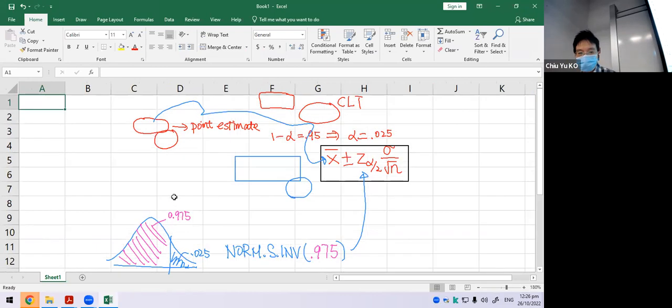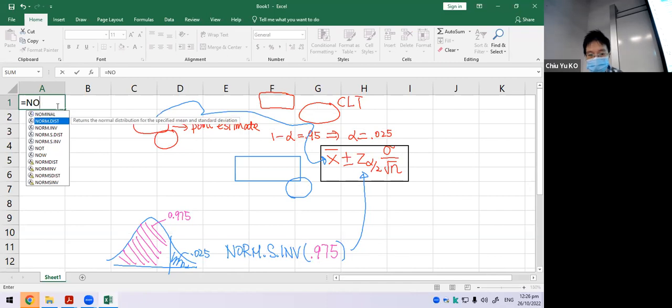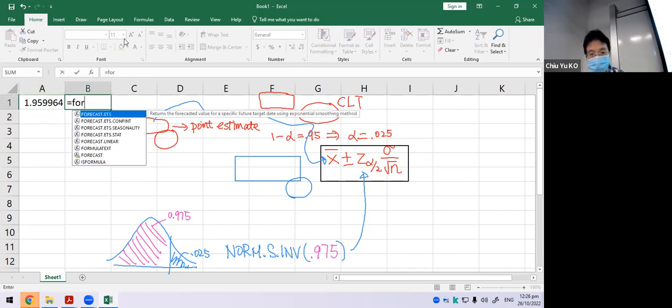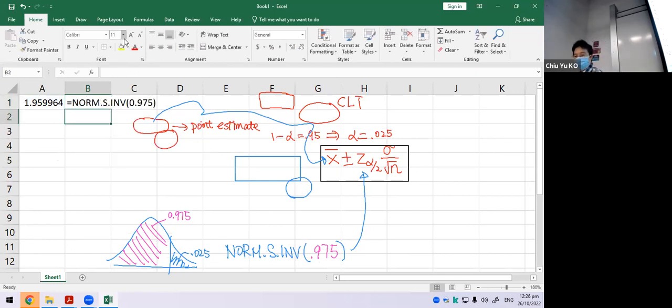So what I left is I'll do this and then have a break. So we have NORM.S.INV of 0.975. That would be 1.96. That is the goal. So that would be how we calculate that. I hope you know how to operationalize this because this is very useful, right? Because this is the correct data.